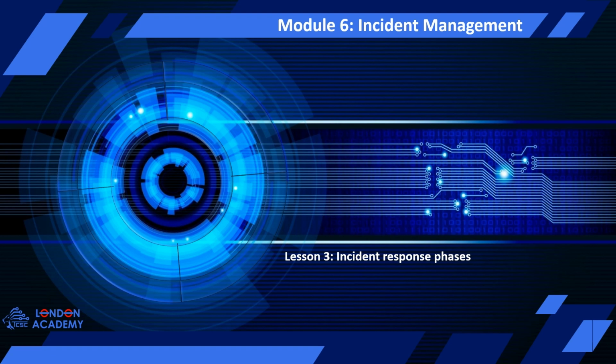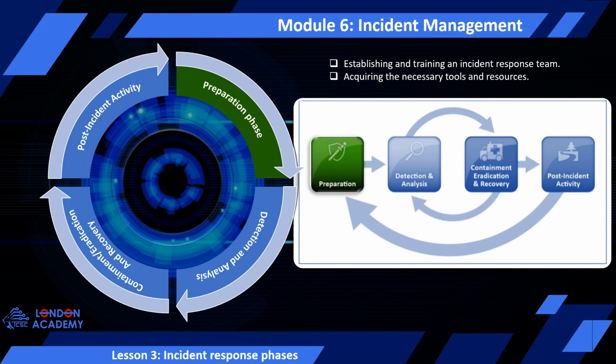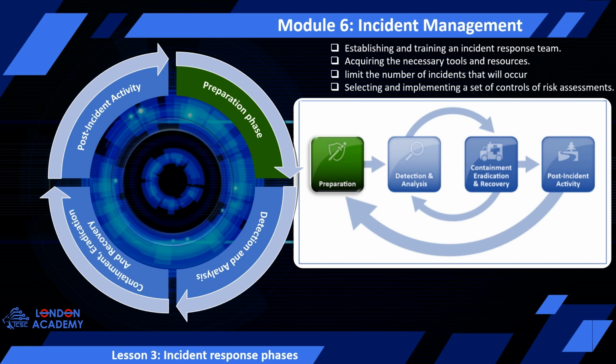In this lesson, we will introduce incident response phases. The incident response process has several phases. The initial phase involves establishing and training an incident response team and acquiring the necessary tools and resources. During preparation, the organization also attempts to limit the number of incidents that will occur by selecting and implementing a set of controls based on the results of risk assessments. However, residual risk will inevitably persist after controls are implemented.